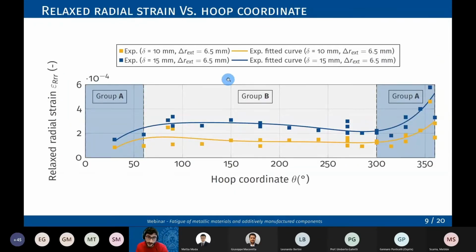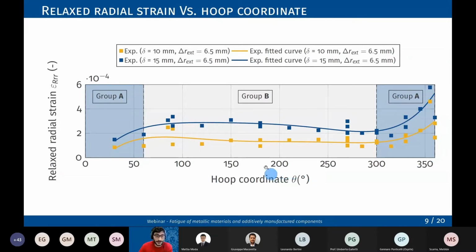In this case, you can see all the experimental results. I wanted to show two different hole depths. The yellow line and points refer to a hole depth of 10 millimeters, and the blue line and blue points refer to a hole depth of 15 millimeters. These are relaxed radial strains along the hoop coordinate. So the 0 degrees point and the 360-degree point are the same point in this case.